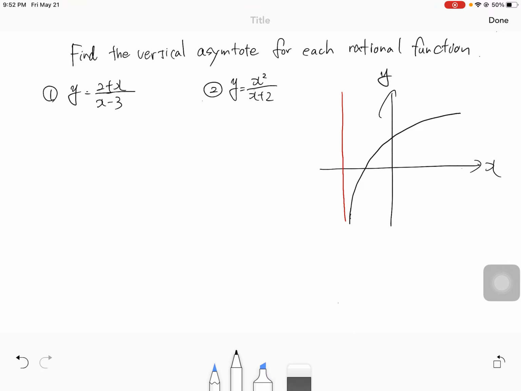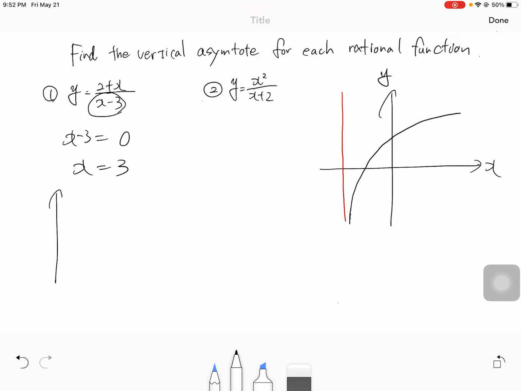y equals (2 plus x) over (x minus 3). What you have to do to find vertical asymptote is so simple. You have to find the x value that makes the denominator 0, which is x minus 3 equals 0, which is x equals 3. Why do you have to do that? Because the denominator cannot be 0 in mathematics. You can't calculate something over 0. It's never calculated.